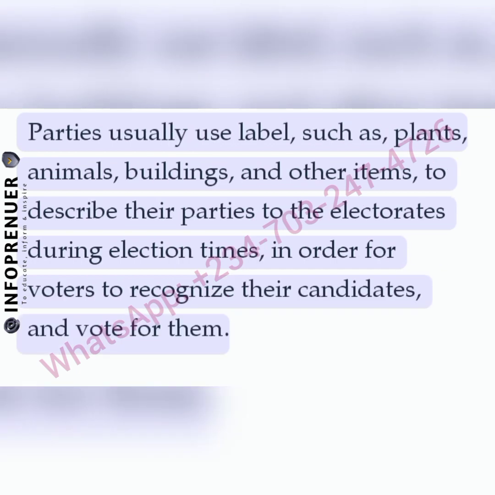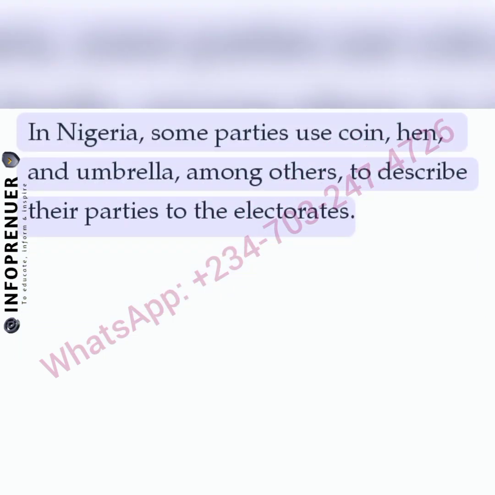Parties usually use labels such as plants, animals, buildings, and other items to describe their parties to the electorates during election times, in order for voters to recognize their candidates and vote for them. In Nigeria, some parties use coin, hen, and umbrella, among others, to describe their parties to the electorates.